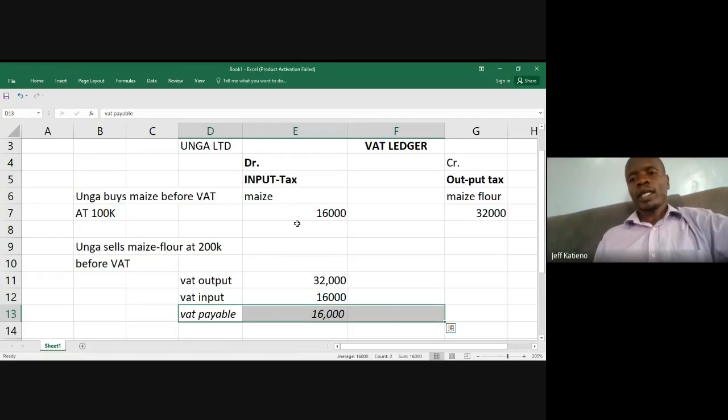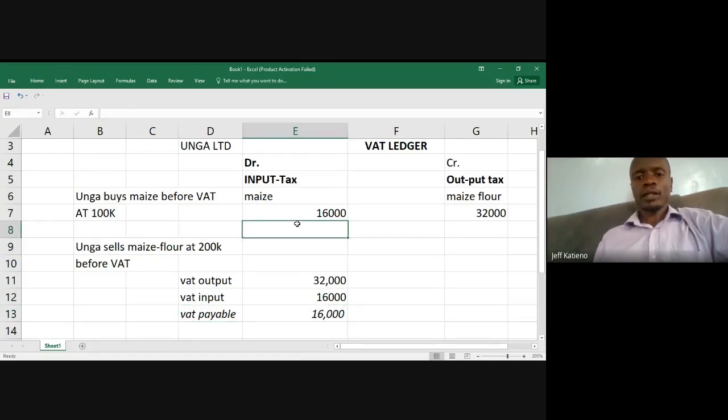So when it comes to here, what I will do, I will debit my VAT ledger and say VAT payable. VAT payable will be 16,000.